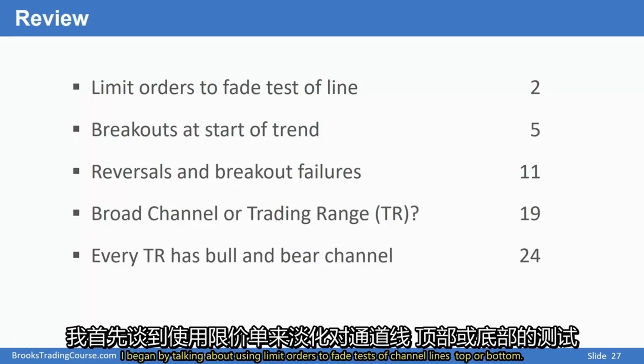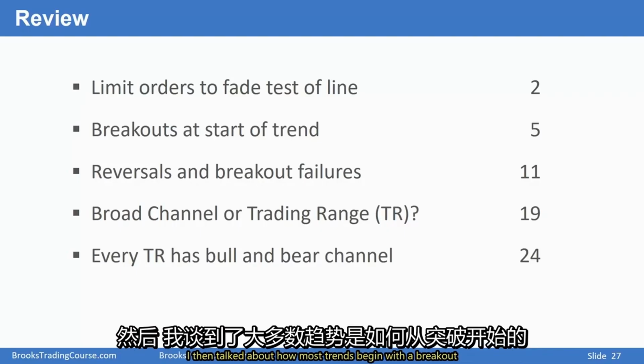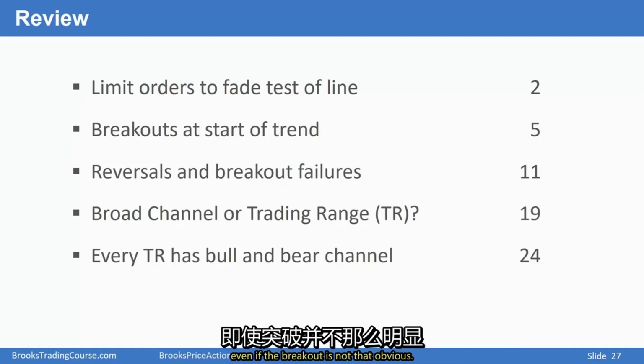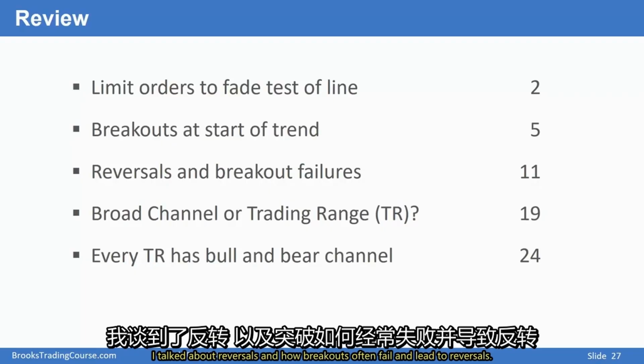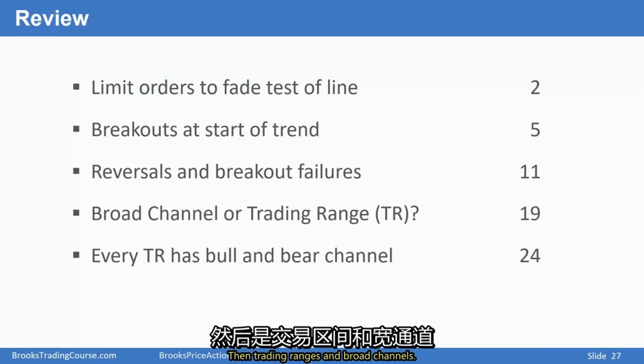I began by talking about using limit orders to fade tests of channel lines, top or bottom. I then talked about how most trends begin with a breakout, even if the breakout is not that obvious. I talked about reversals and how breakouts often fail and lead to reversals. Then trading ranges.